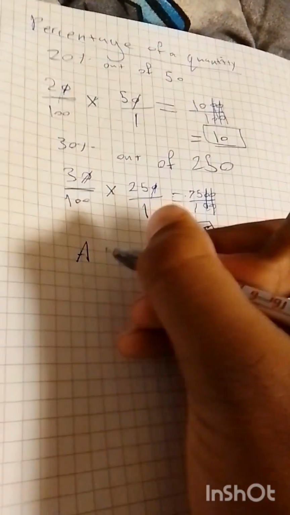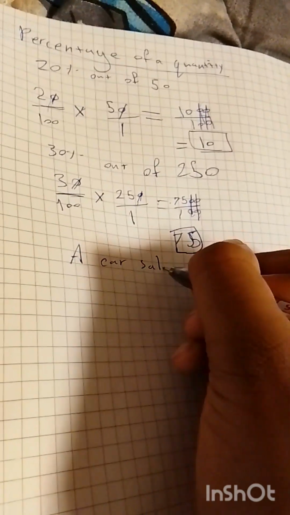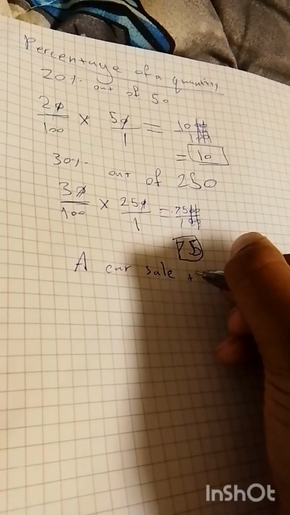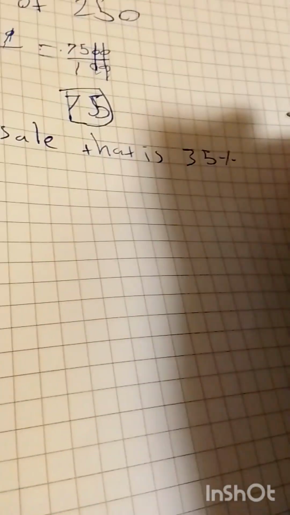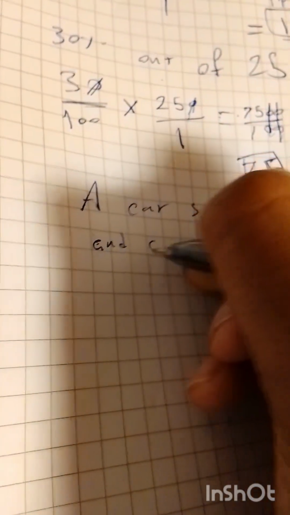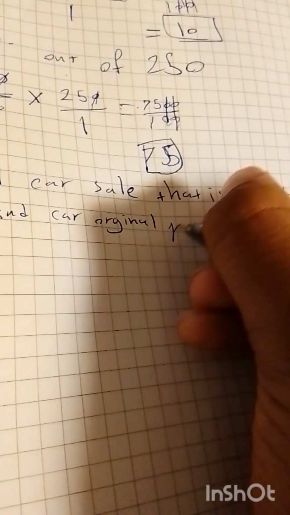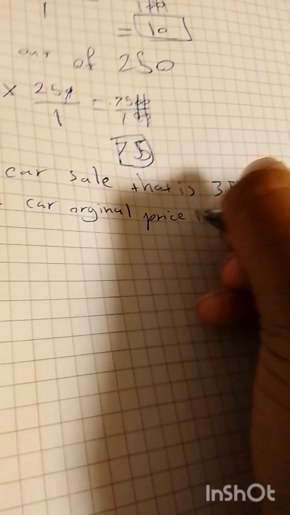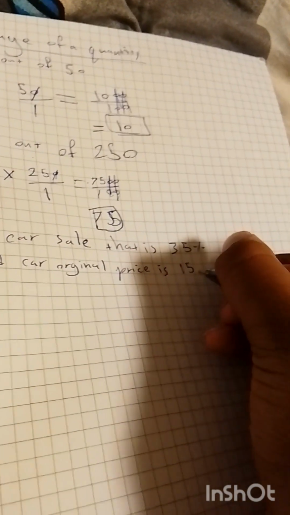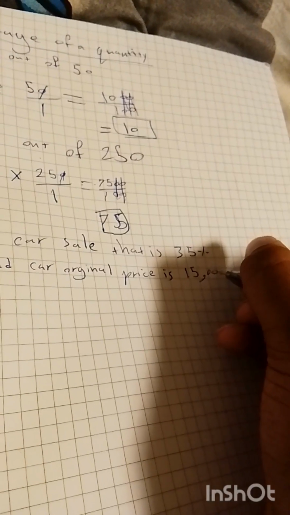Okay, so let's write a word example. So let's say there's a car sale that is 35% off, and the car's original price is, let's say, 15,000.